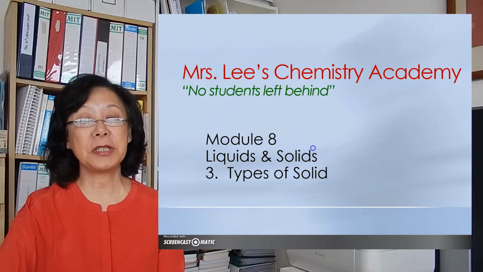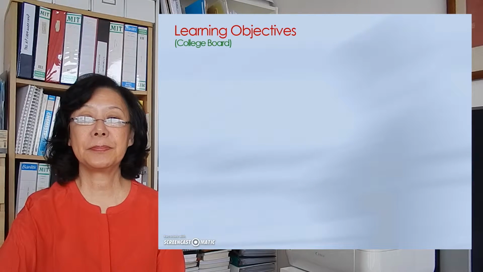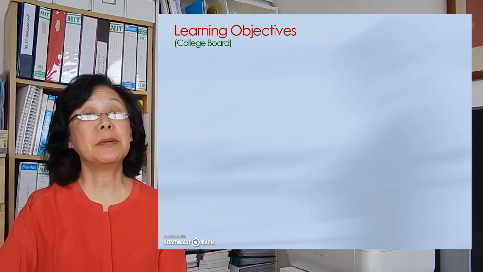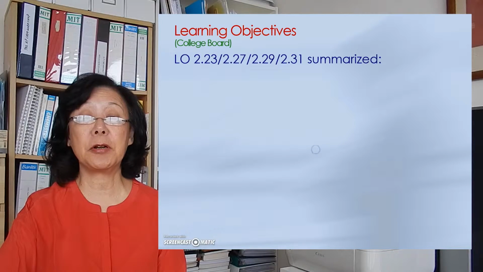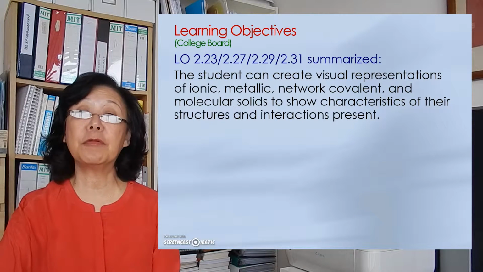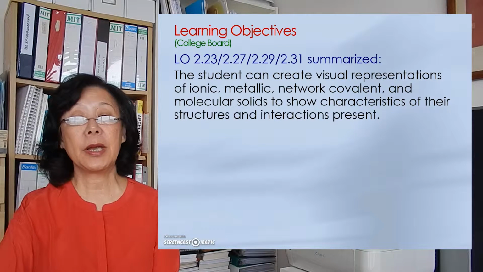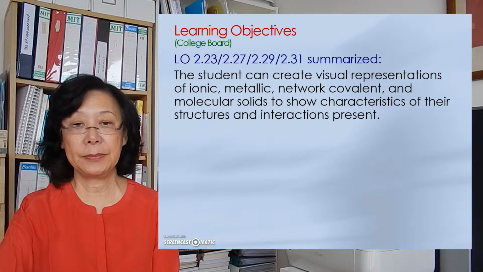Today we're going to focus on the types of solids. This is tied to several learning objectives from the College Board. That the student can create visual representations of ionic, metallic, network covalent, and molecular solids to show characteristics of their structures and interactions present.